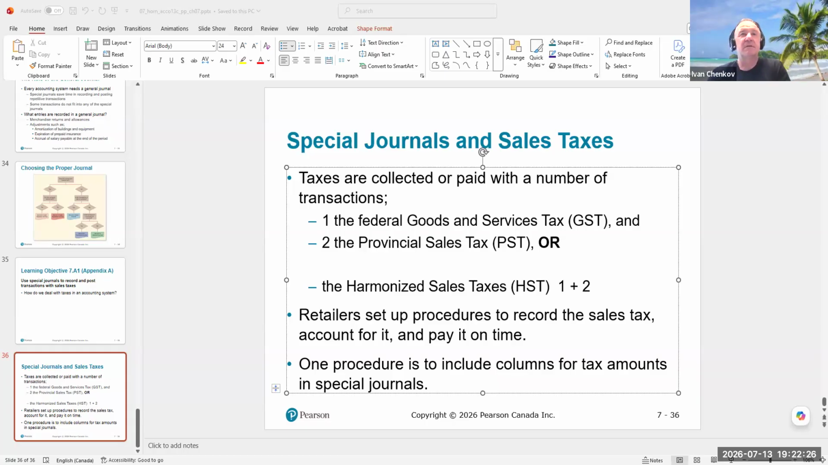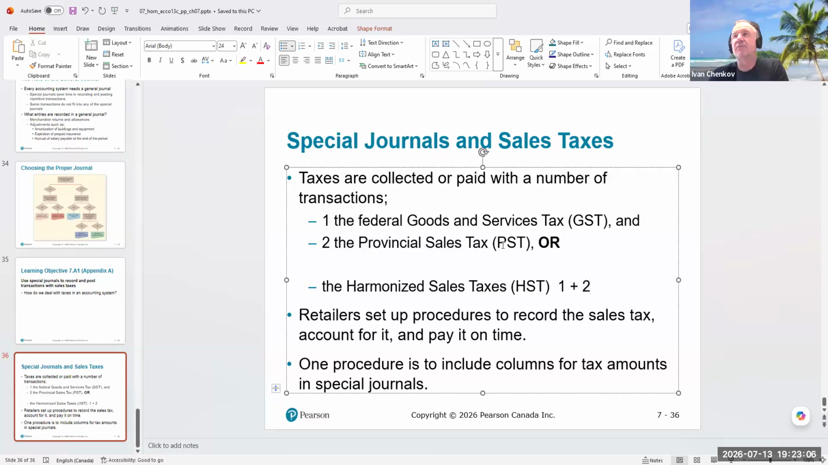So what happened is, in 2010, the HST was introduced in British Columbia, and in 2013 we dropped it. That was a period of about 2 years in which we had the HST harmonized taxes. So instead of paying GST and PST separately, both were combined together.